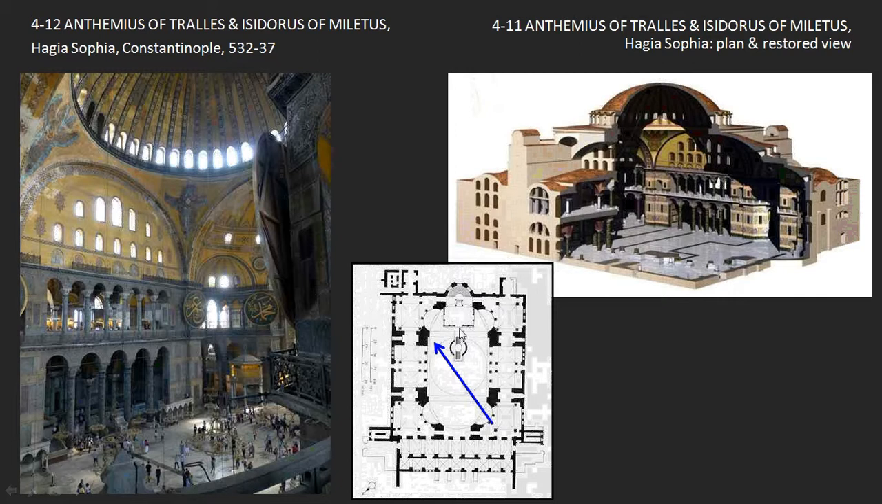And furthermore, the entire outline of the church can be circumscribed within a square. So it is what we call a central plan church. And this becomes the norm for churches in the Byzantine Empire.